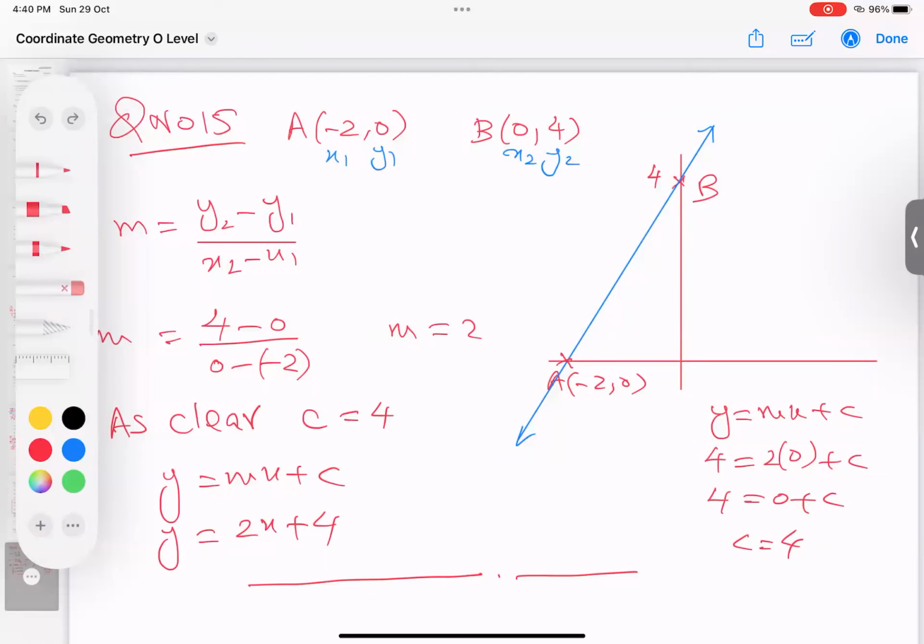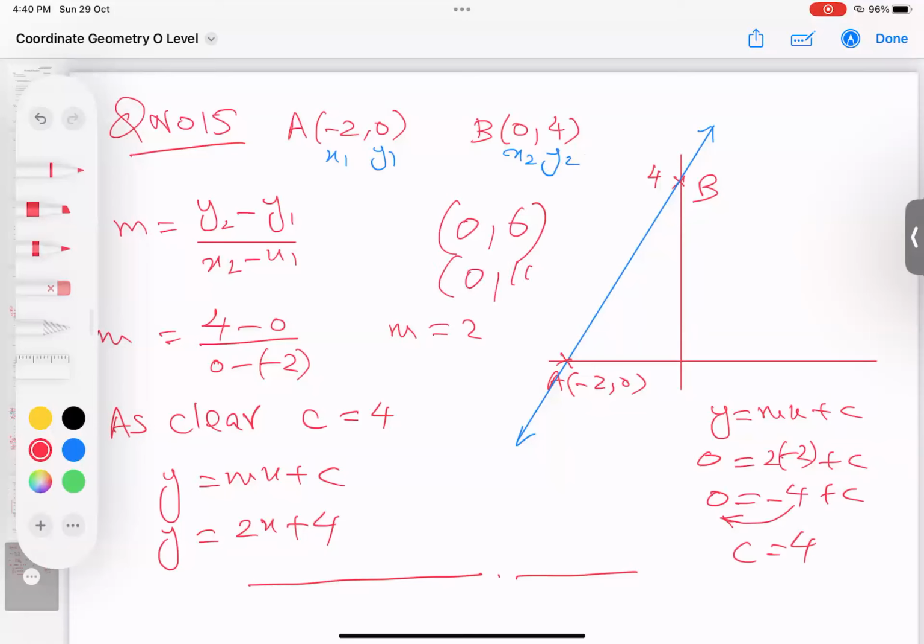Even if you take the other point, students, look, I show you. You take 0 in place of Y and negative 2 in place of X. So let's see. 0 is equal to negative 4 plus C. Negative 4 goes this side. C again becomes 4. Same 4. So that is why, whenever, students, you see that X is 0 and some number, for example X0, Y4, that is 100% the C value, or X0, Y6 is the C value, or X0, Y100 is the C value. So whenever X0 comes, the number beside it is always C.